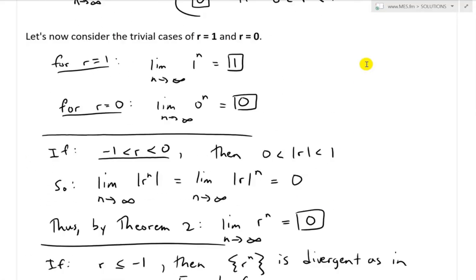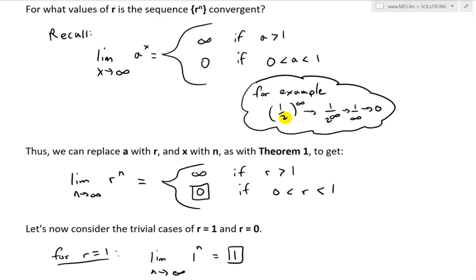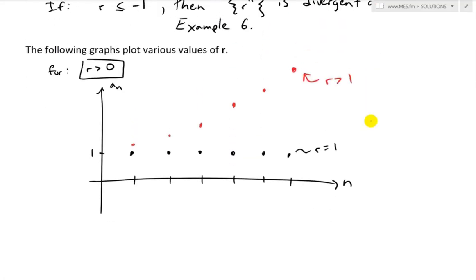And then lastly, for this one, we have when r is between 0 and 1, this goes to 0. So as you see here, 1/2, and then it just gets smaller and smaller. So then we'll have, starting here, I'll draw this in blue, and it just gets smaller and smaller, like that. And this one is where r is between 0 and 1.